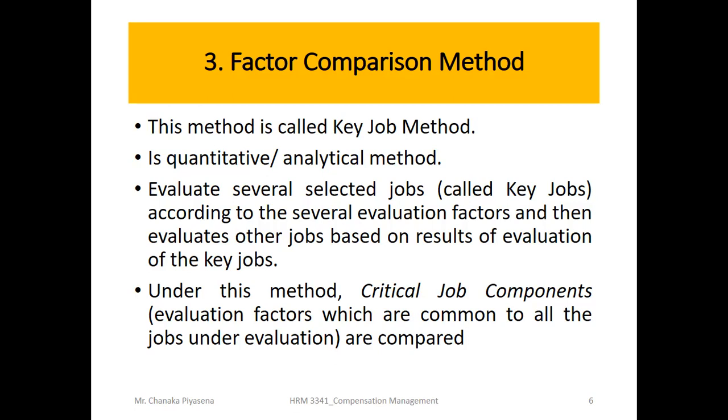For example, in the job ranking method, rank number 1 is the most valuable job. But number 1 is also a numeric value. When we compare number 1 with number 2, the more valuable one is number 2, because number 1's value is less than number 2.